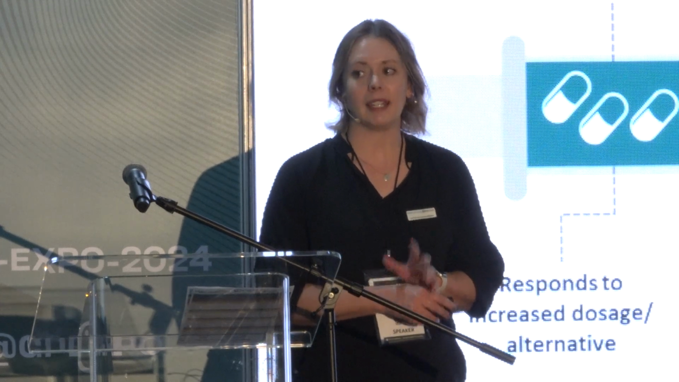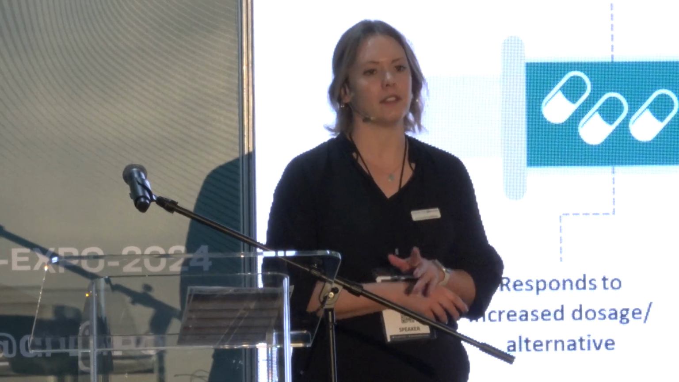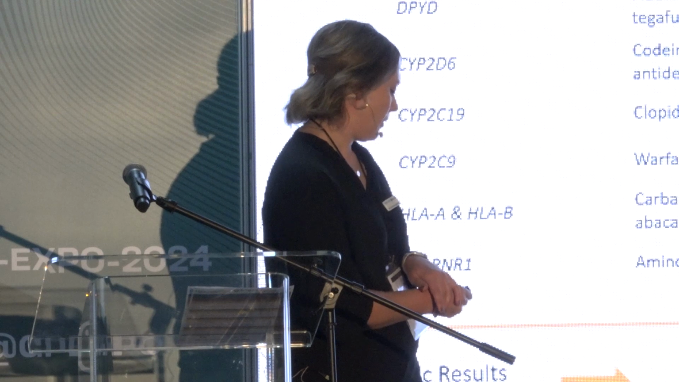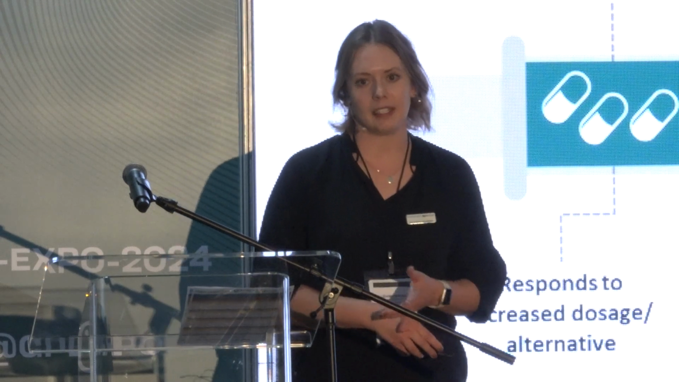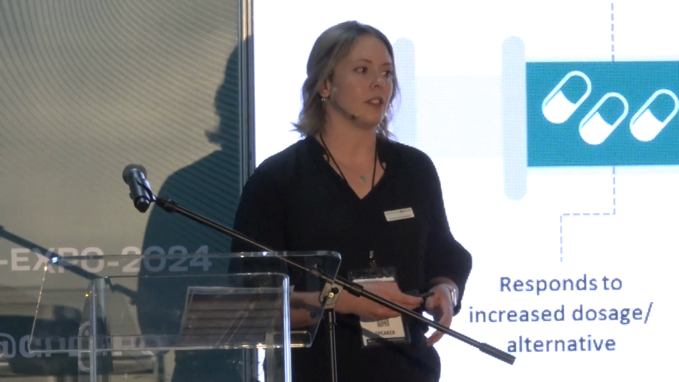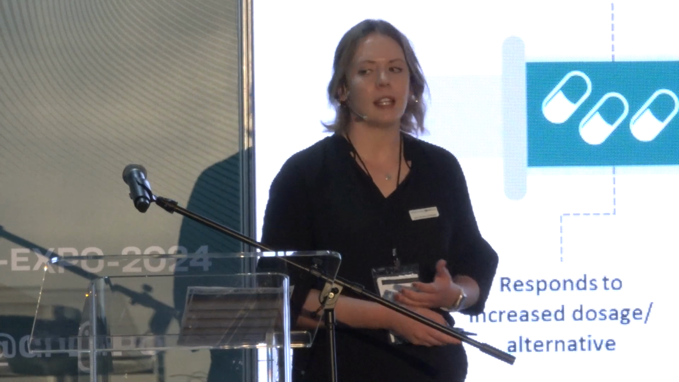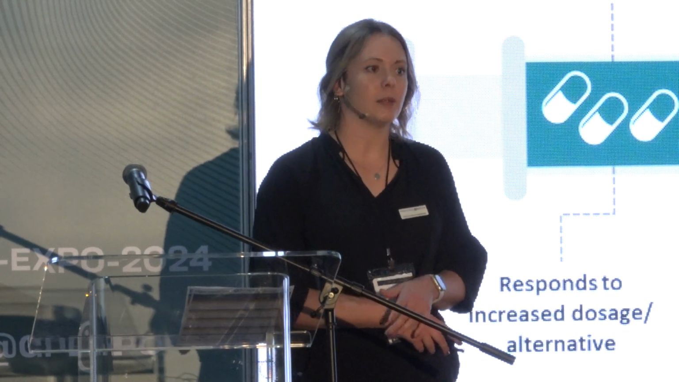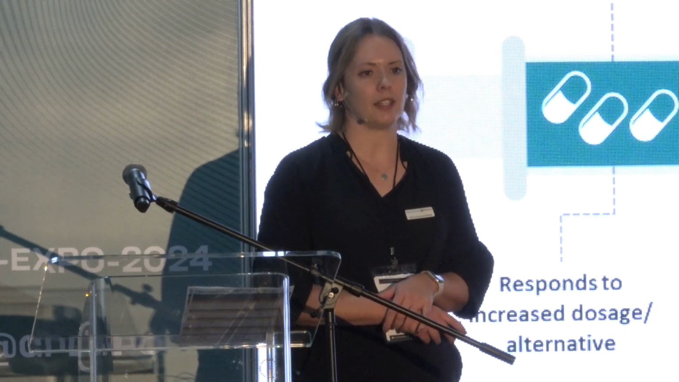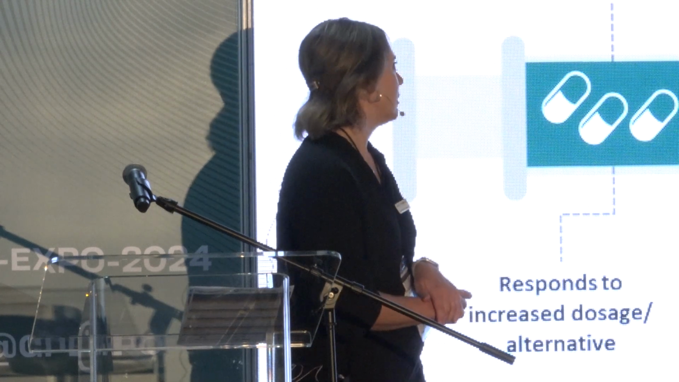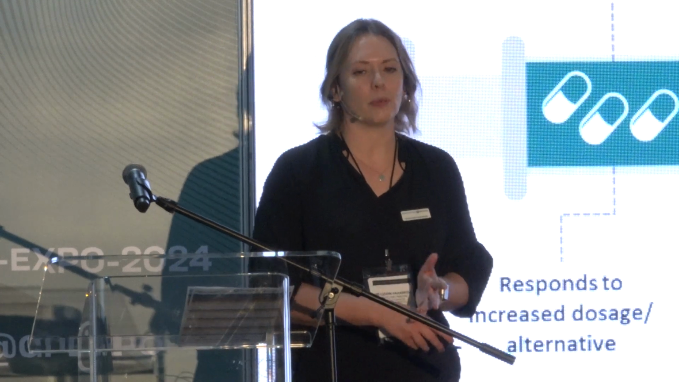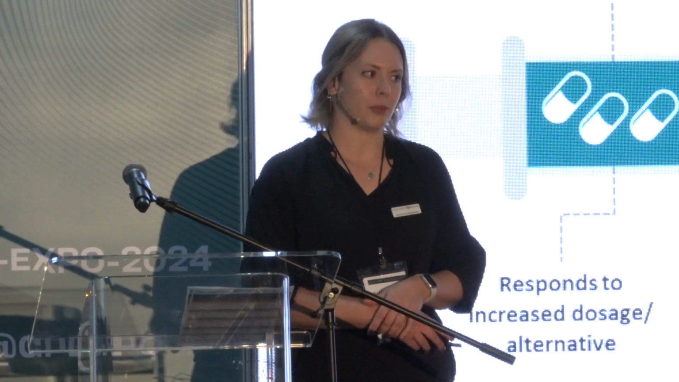a patient may be classified into one of 4 different metabolizer statuses. So on the far left over here, we have a patient that's classified as an ultra-rapid metabolizer. Now this patient is actually eliminating a drug at a much faster rate than normal, and they might actually respond better to an increased dose of that medication, or they might need an entirely alternative medication altogether. Your normal metabolizer, as the name states, metabolizes these medications at a normal rate, and usually the normal dose works pretty well for them.